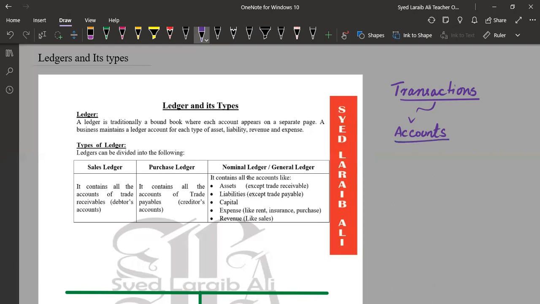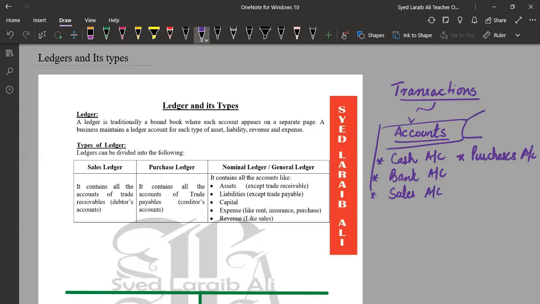That means all the similar transactions related to cash are recorded in the cash account. All the similar transactions of bank are recorded in the bank account. All the transactions related to sales are recorded in the sales account. All the transactions related to purchases are recorded in the purchases account, and so on. That means all the similar transactions are recorded in an account, and we name it a cash account, bank account, sales, purchase, rent account, insurance account, etc. Now, these accounts are basically groups.